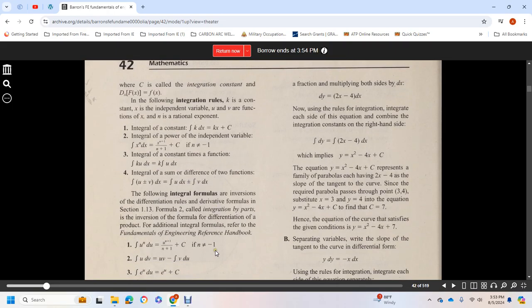The following integral formulas are inversions of the differentiation rules derived from section 113. The formula called integration by parts is the inversion of the differential product formula. Additional integral forms refer to a fundamental engineering reference.